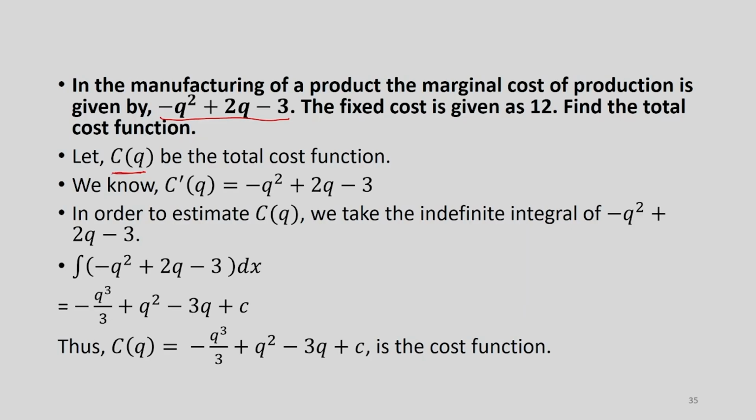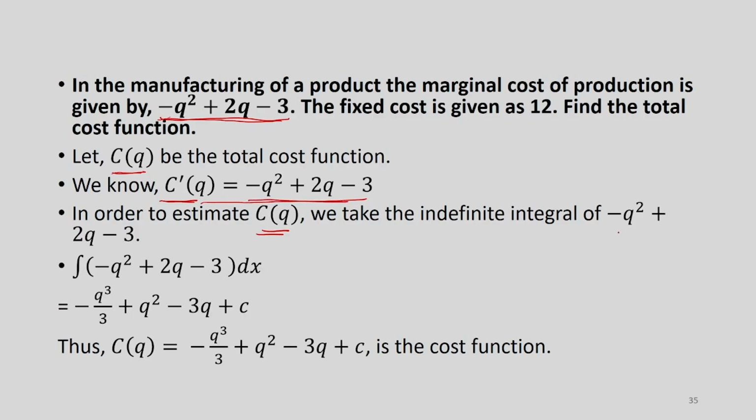If the total cost function is given to us, we know that the marginal cost can be found out by taking the first derivative, and we are also given the information, in this case the marginal cost is minus q square plus 2q minus 3. So, we combine these two things and I will get C prime q is equal to minus q square plus 2q minus 3. Now, our purpose is to find out what is C of q, right. So, C of q is the antiderivative of this marginal cost function.